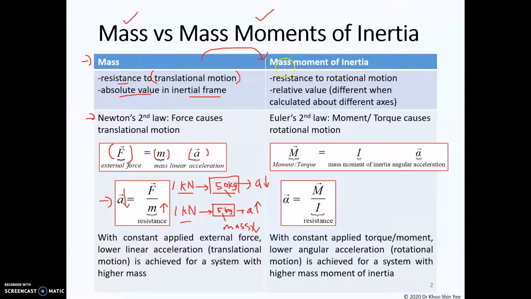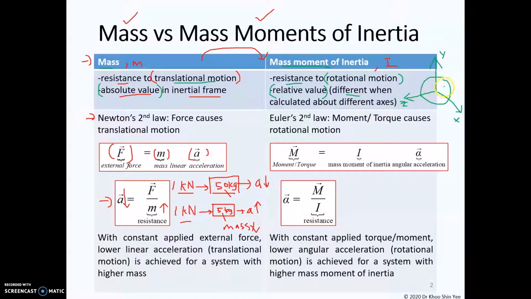By using the same analogy, let's discuss what is mass moment of inertia. First of all, mass moment of inertia is represented by the symbol I, while the mass is represented by symbol m. So you have learned mass is the resistance to the translational motion. On the other hand, mass moment of inertia is resistant to the rotational motion. Instead of absolute value, mass moment of inertia is a relative value, meaning that it will be different when you calculate it about different axes.